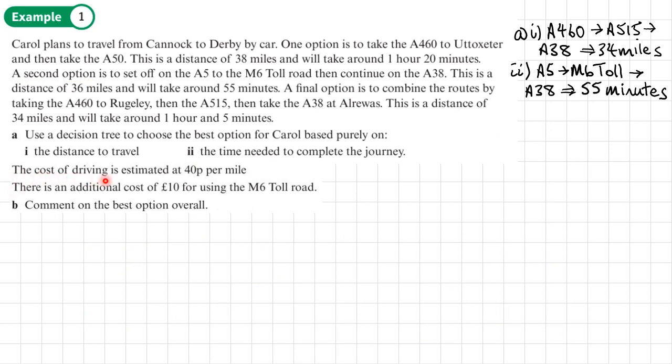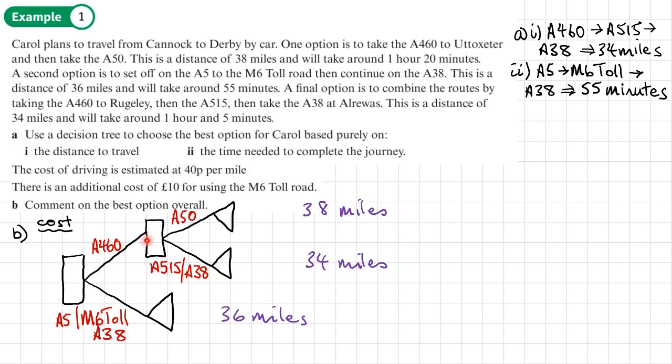Okay, the cost of driving is estimated at 40 pence per mile. There is an additional cost of £10 for using the M6 toll road. Comment on the best option overall. So what I'm going to be using in part B is the same decision tree, but this time it's going to be based on cost, taking into account the toll road costs and the cost of driving per mile. Same decision tree as before.